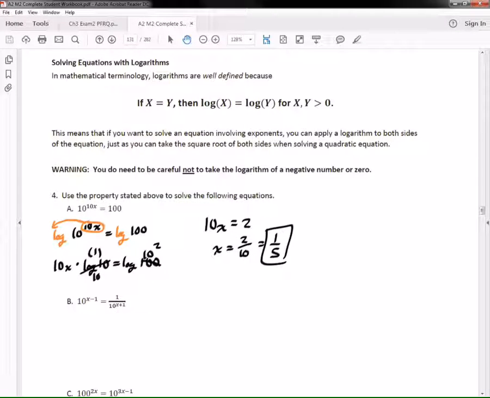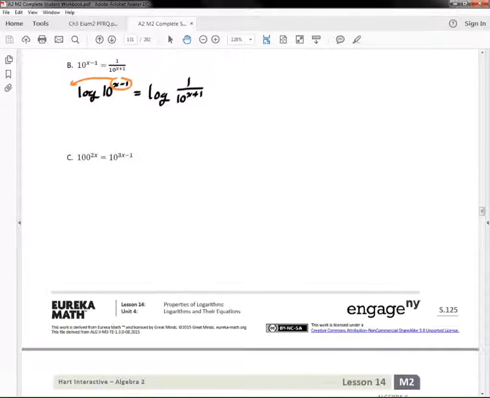I'm going to interrupt you guys now. I hope that you tried this first. You wrote log of 10 to the x minus 1 equals log of 1 over 10 to the x plus 1. Did you all write that? No. Okay. Now the left side is not that bad. You take that exponent and you drop it. So this is what we got now. We have x minus 1 out in front, multiplying the log of 10.